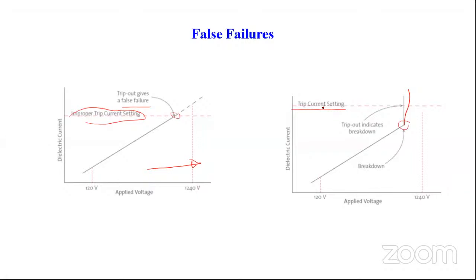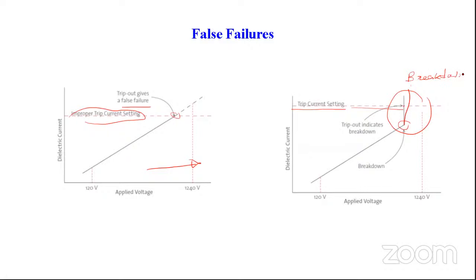That is the thing we want to mention here: if your trip current setting is such that, under a particular condition, the current exceeds the trip current setting, we can consider that the case of breakdown of the insulator. So this is basically the proper way of setting the trip current.